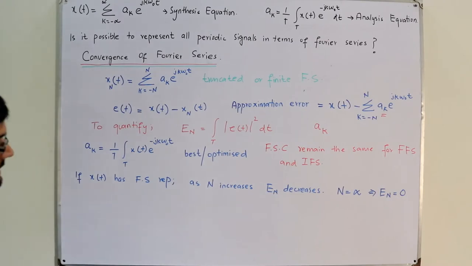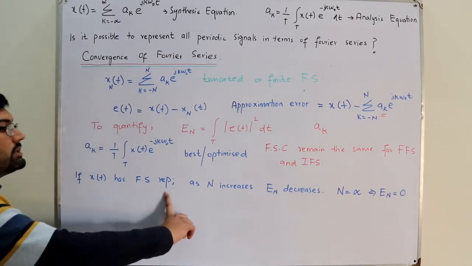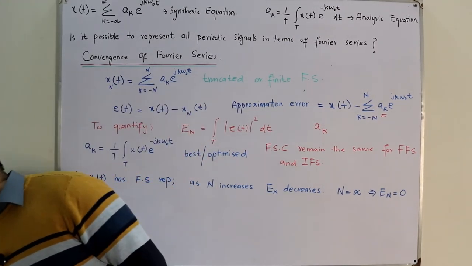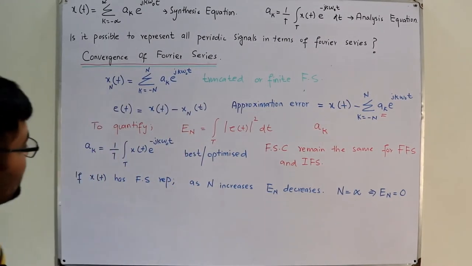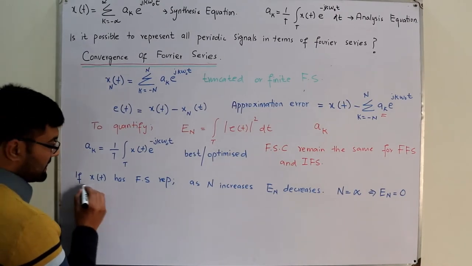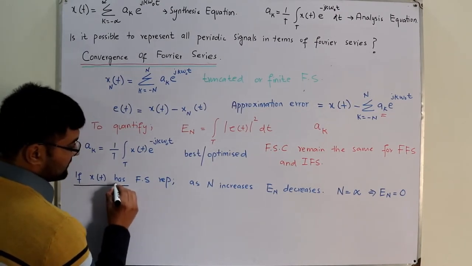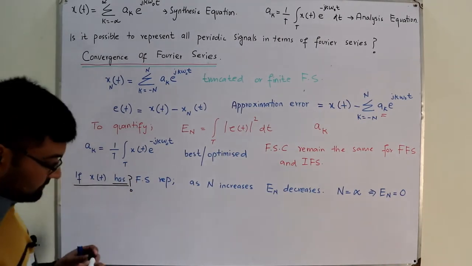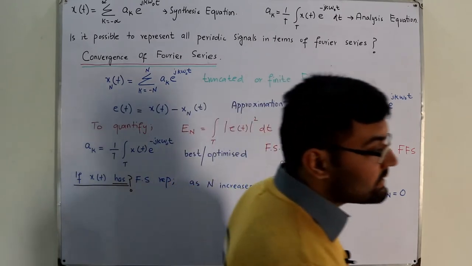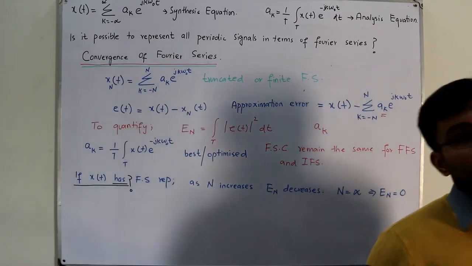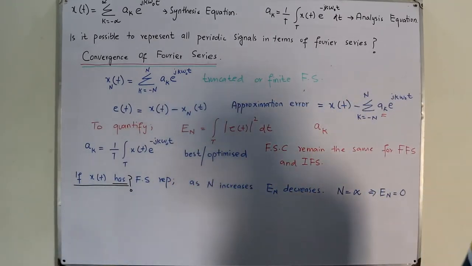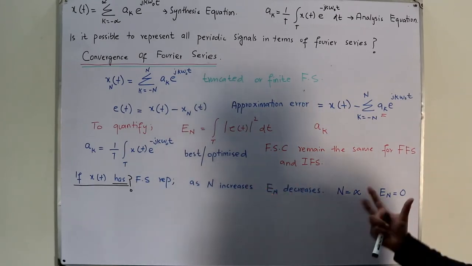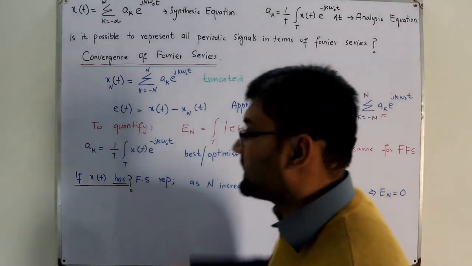I told you over here that if x of t has a Fourier series representation, so again, I have a question mark. How would I know that it has a Fourier series representation or not? If it has, then these conditions would be satisfied, but how would I know whether it has or not?